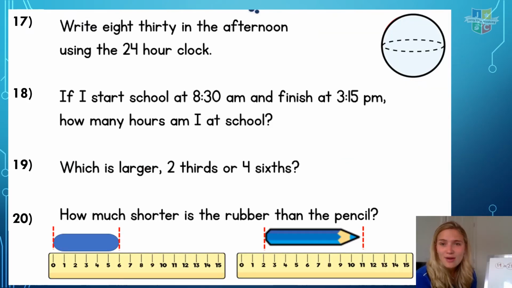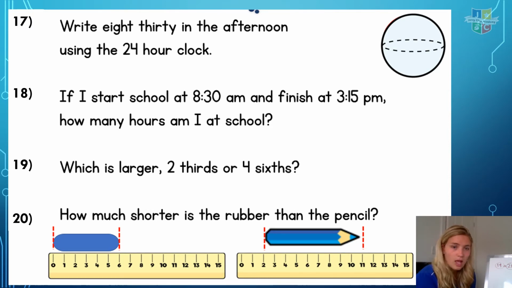First of all, can you tell me now the name of the shape at the top? Then you're writing 8:30 in the afternoon using a 24-hour clock, so there should be 4 digits on your digital clock. If I start school at 8:30 and finish at 3:15, how many hours am I at school? So work out how many hours have passed, maybe how many minutes as well.